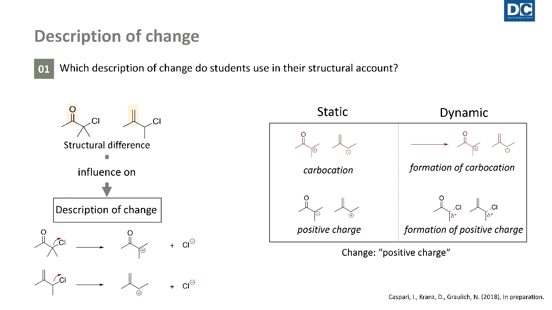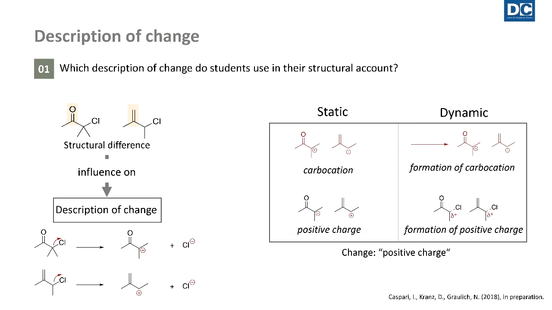And we were looking at two different ways of how students could describe the change that they observe in a reaction. On the one hand, the static perspective is when they talk just about the carbocation and about the positive charge, which would be a kind of product-oriented perspective on change. So they just look at the products. On the other hand, we have a dynamic description of change. With dynamic description of change, we mean when students are verbalizing a formation of a carbocation or the formation of a positive charge, kind of to have that dynamic perspective on the process.